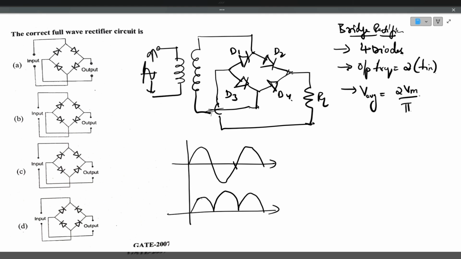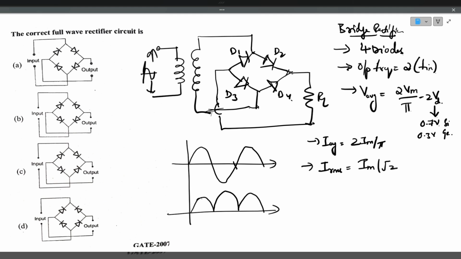If you consider the voltage drop across diodes, it is minus 2 Vd. Vd is the forward voltage drop across the diode, which is equal to 0.7 volts for silicon and 0.3 volts for germanium. The output average current will be 2 Im by pi. The output current RMS value will be Im by root 2.